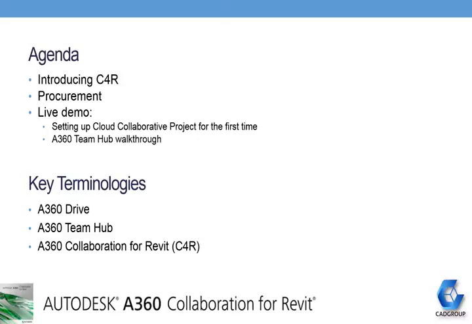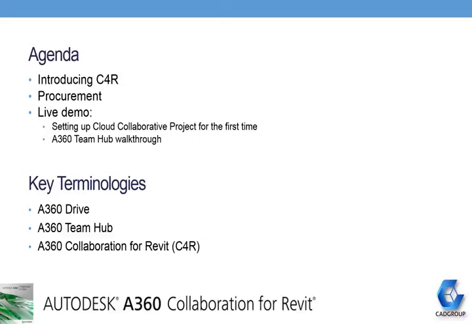And some key terminologies here. A360 Drive is a technology that has been around for quite a while, and it pretty much comes free with most Autodesk purchases. A360 Team Hub is the cloud platform that understands that, as architects and engineers, we collaborate within project teams. A360 Team Hub can also understand lots of file formats such as PDF, DWG, and Excel.